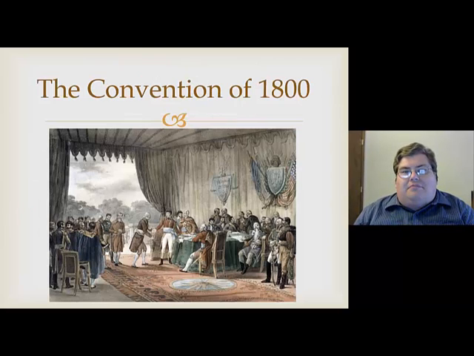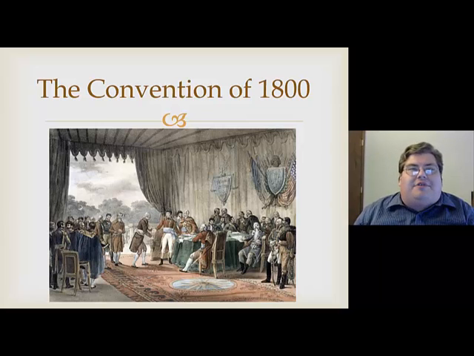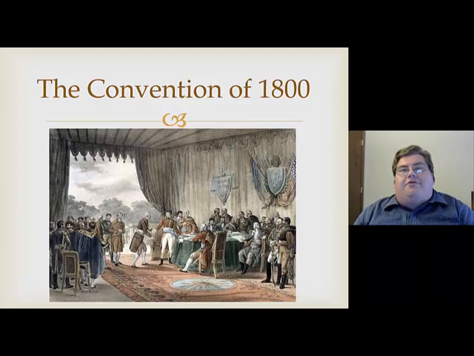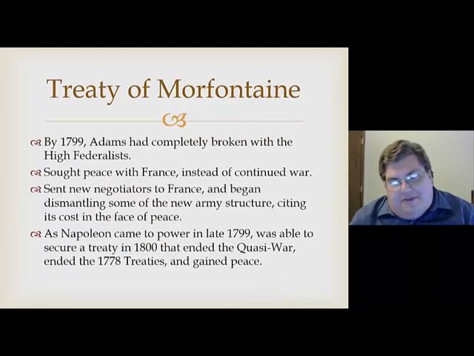Now, while that's going on, Adams is finally able to secure peace. In what we'll call the Treaty, or the Convention of 1800, or the Treaty of Morfontaine, they're the same thing.